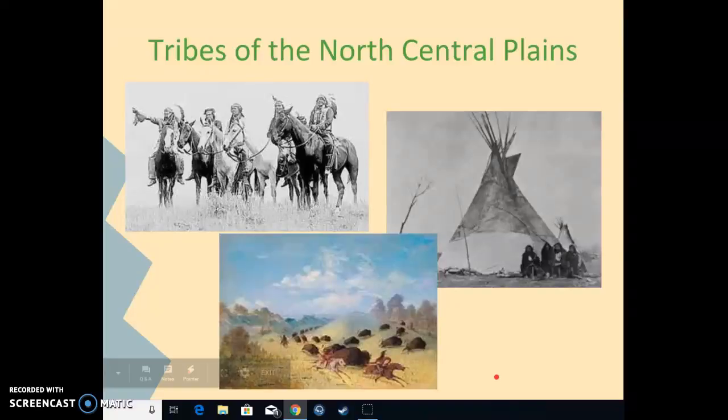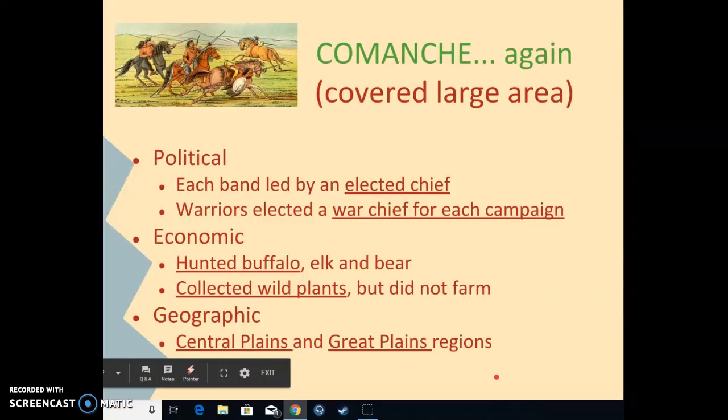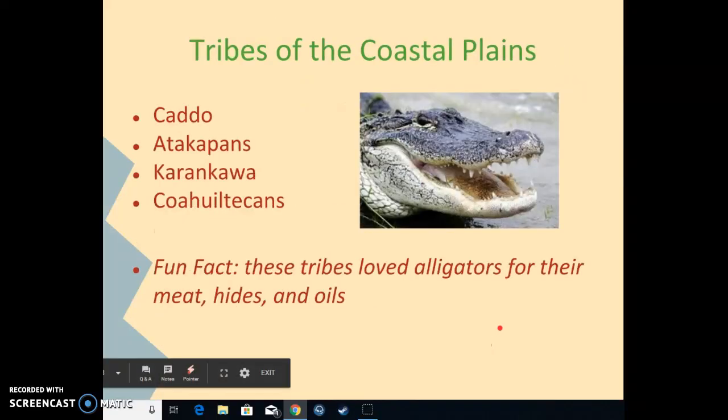The tribes of the North Central Plains, well, one of them is the Wichitas. The Comanches were also there. And if you go out west of Wichita Falls, you can probably see where the Comanches and the Kiowa roamed. And of course, they hunted buffalo, and believe it or not, Texas did have elk and bear at one time, and they collected wild plants. So they were always kind of in conflict with all of the other mobile tribes of Texas.